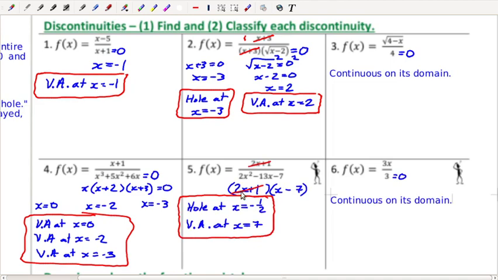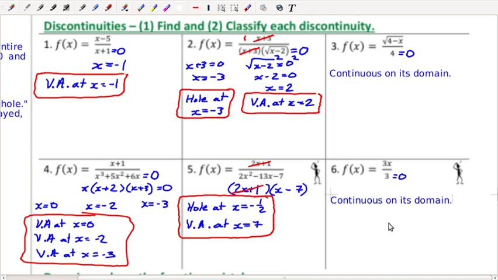Alright, so the first one, factor: 2x plus 1 times x minus 7, and the 2x plus 1s cancel top to bottom. So that tells me this gives me a hole at x equals negative a half, and this one gives me a vertical asymptote at x equals 7. And the last one, again, we have something in the denominator with no x's at all, so 3 is never going to equal 0, so we have another one that is continuous on its domain.